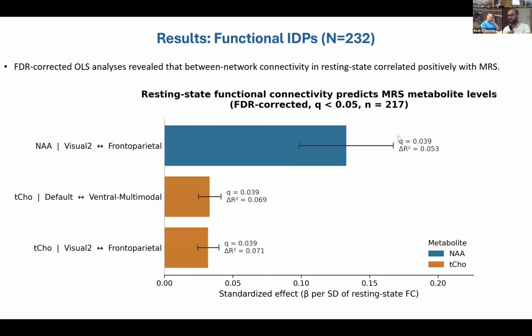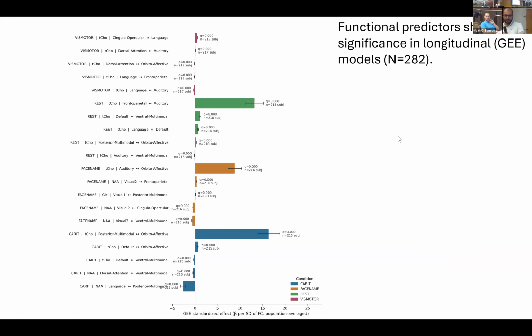So I also looked at the functional IDPs. For the functional IDPs, only the resting state functional connectivity matrices could give me something beyond after FDR correction. The task-based FCs didn't predict anything. There were only three candidates here, total choline and NAA among them, and they were between-network predictions. It's a little hard to interpret, but they were positive and passed the FDR threshold. Again, these are longitudinal associations.